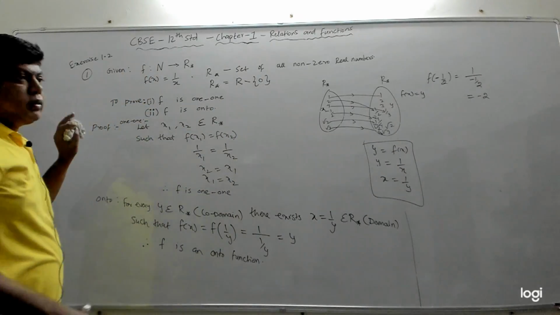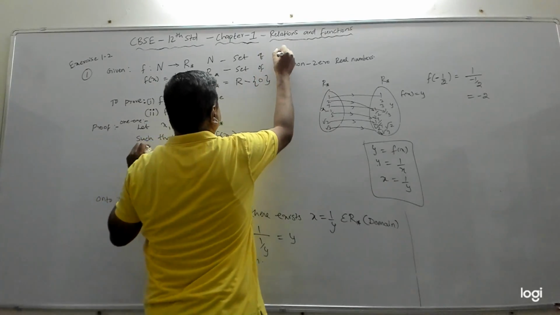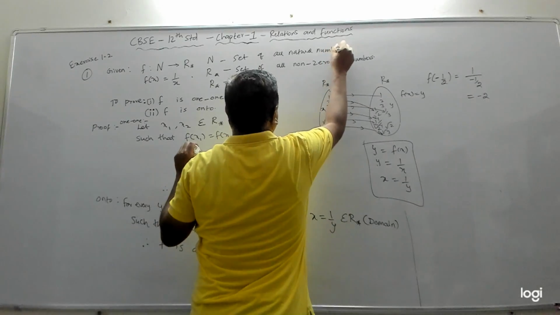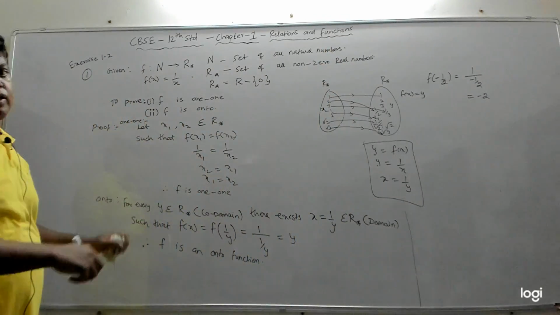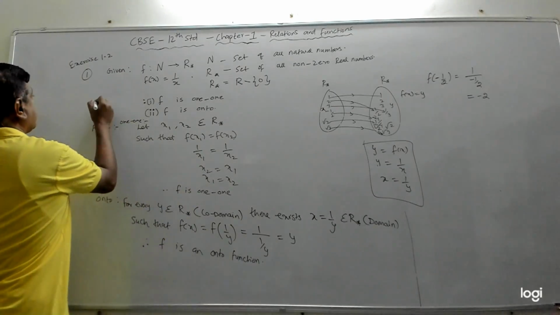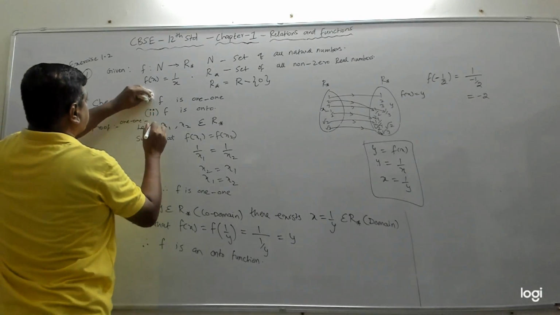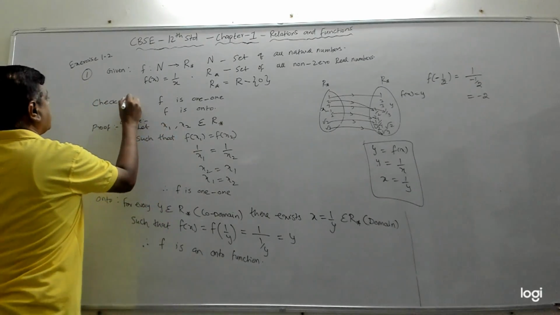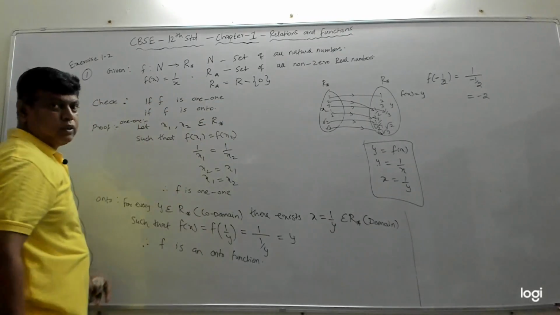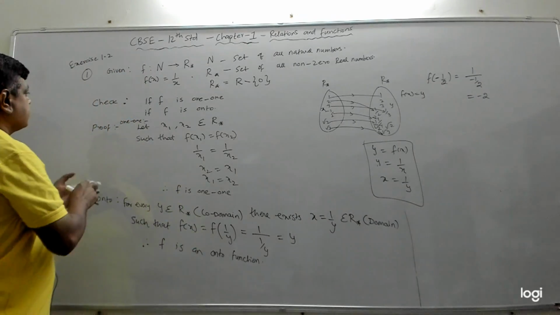N is a natural number. What is N? N is the set of all natural numbers. We should check, we are not going to prove here. We have to check if f is 1 to 1, if f is onto. So check means it may be 1 to 1, it may be not 1 to 1. We don't know. Fine.